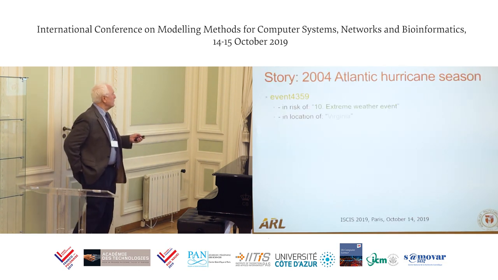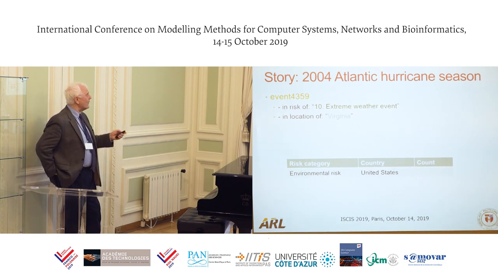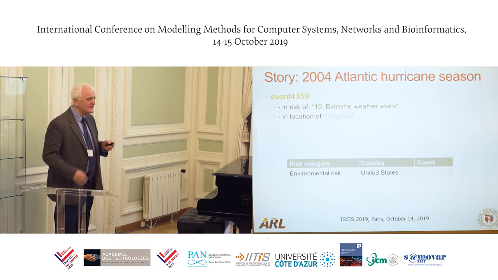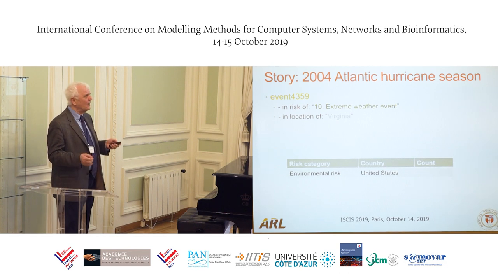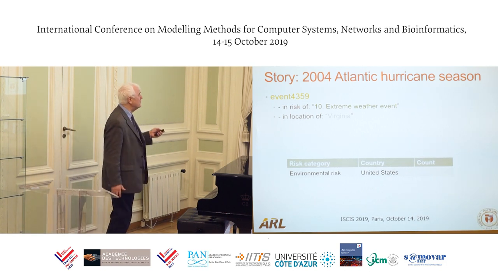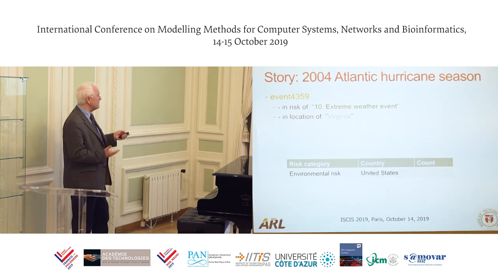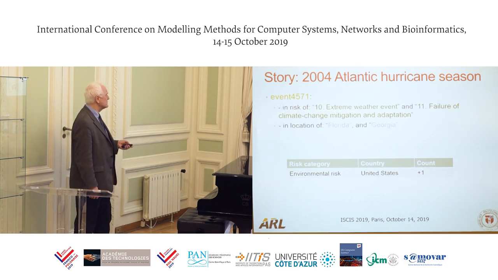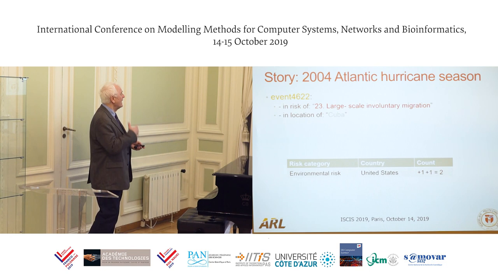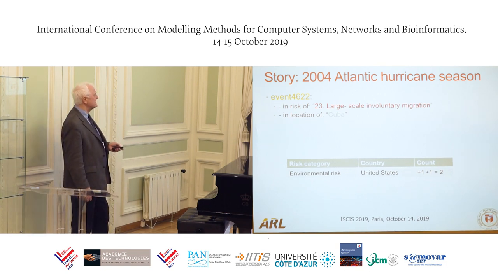So for example, once again, we now can also get the location of these events, so not only dates, and that provides us with an interesting view on the map, because all of a sudden we see concentrations. For example, Atlantic hurricane season, extreme weather event happened in Virginia, United States. Then one event came. Then we have also the story about Florida and Georgia, again United States, two events. Then we see Cuba being impacted by the large-scale involuntary migration. Cuba would get societal risk, one event count.